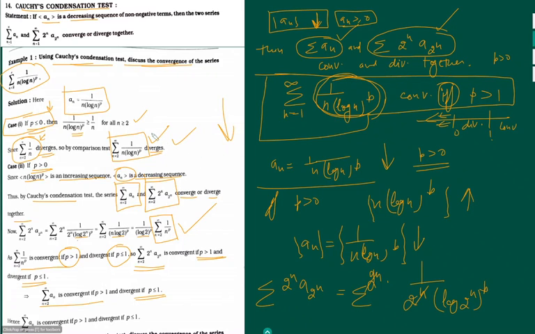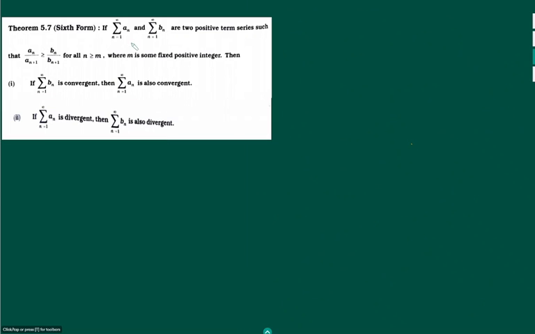We have another result that we will be using in the upcoming theorems, and that result is this: if an and bn are two positive term series such that an over an plus 1 is greater than or equal to bn over bn plus 1, an and bn both being positive term series, and if this happens for all n greater than or equal to m, then we have the following results.